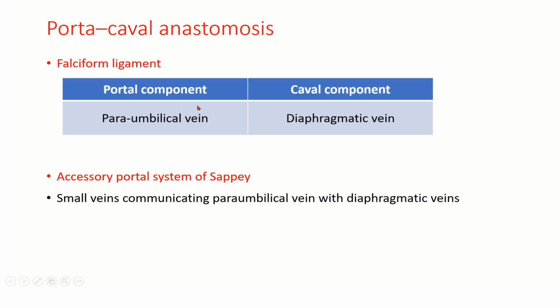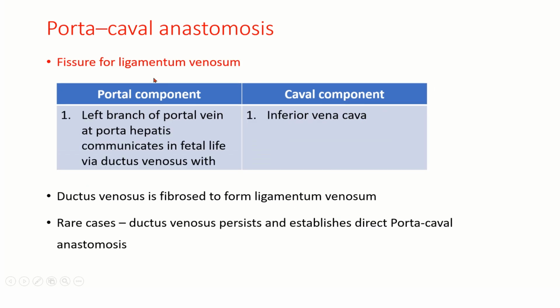In the falciform ligament, the portal component is the paraumbilical vein and the caval component is the diaphragmatic vein. Connecting these two veins, there is the accessory portal system of Sappey. These are small veins communicating the paraumbilical vein with the diaphragmatic veins. Then the fissure for ligamentum venosum: the portal component, the left branch of the portal vein at porta hepatis, communicates in fetal life via the ductus venosus with the inferior vena cava, the caval component. After birth, the ductus venosus becomes fibrous to form the ligamentum venosum. In rare cases, the ductus venosus persists and establishes a direct portocaval anastomosis.